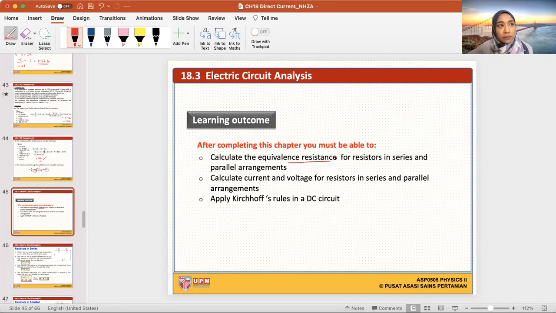Tadi we talked about equivalent capacitance for capacitors. This one is equivalent resistance. Sebenarnya nama dia equivalent resistance for resistors in series and parallel arrangements. Calculate the current and voltage for resistors in series and parallel, and then apply Kirchhoff's rule in a DC circuit. It's called Kirchhoff's rule.